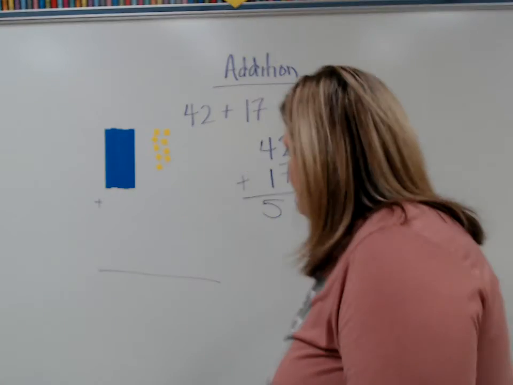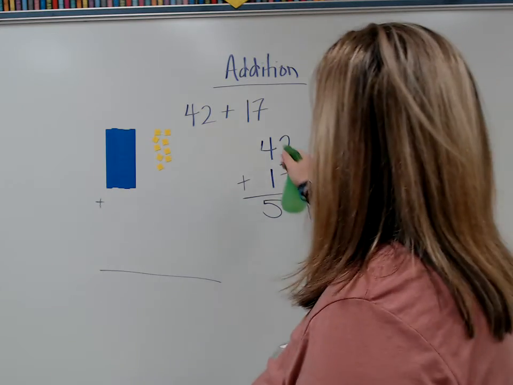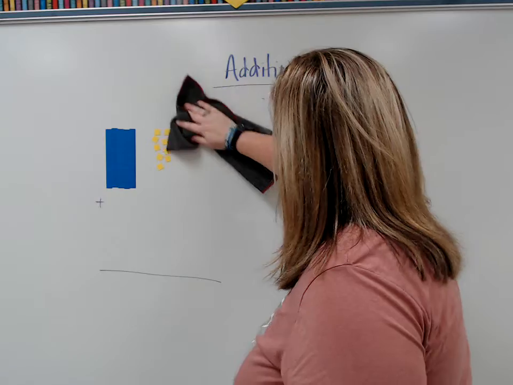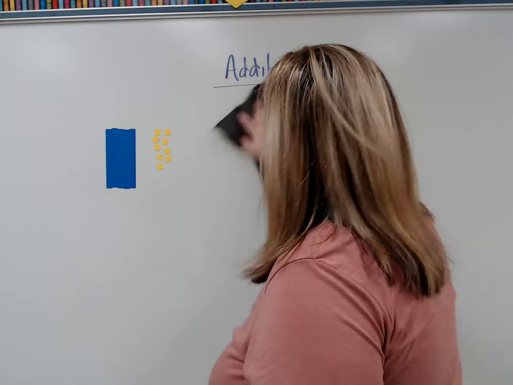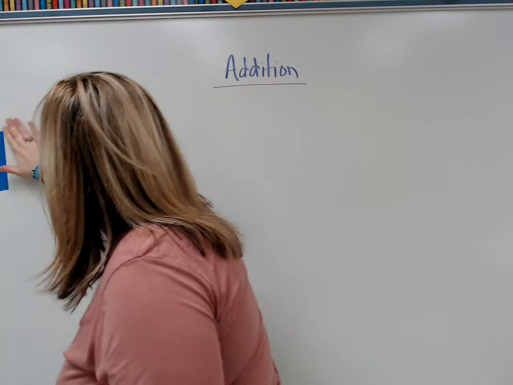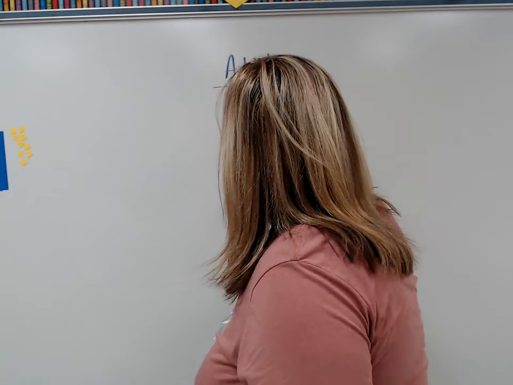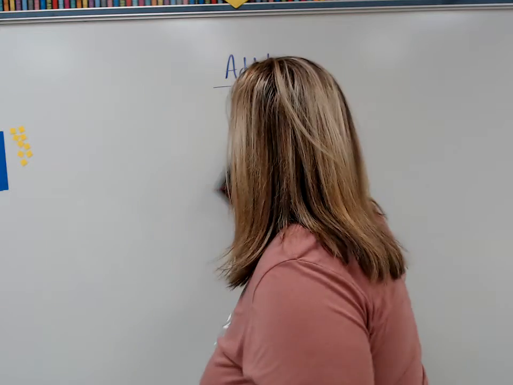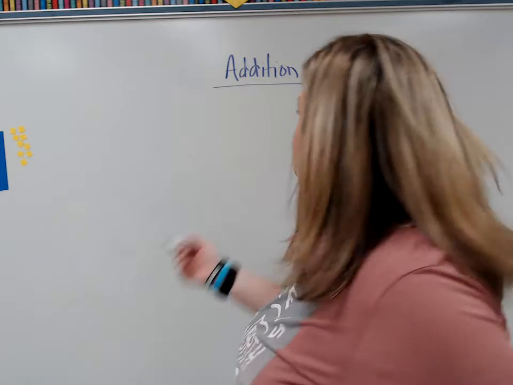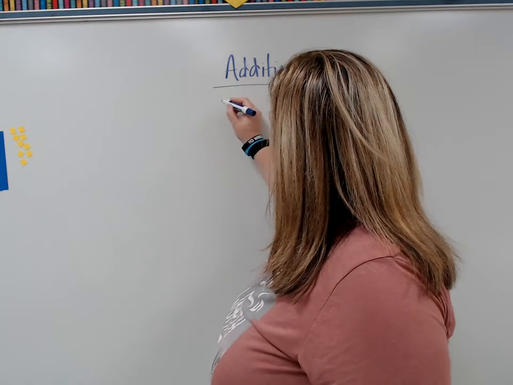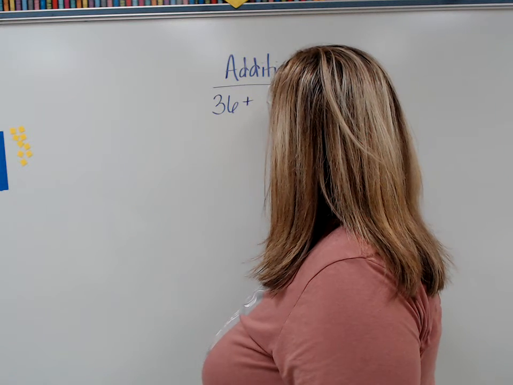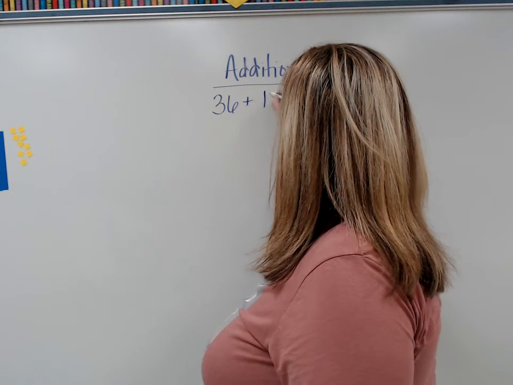Now, what happens though when we have to regroup? I'm going to move these over. Okay. So when we have to regroup, same concept. All right, let's go with 36 plus, let's stick with 17.